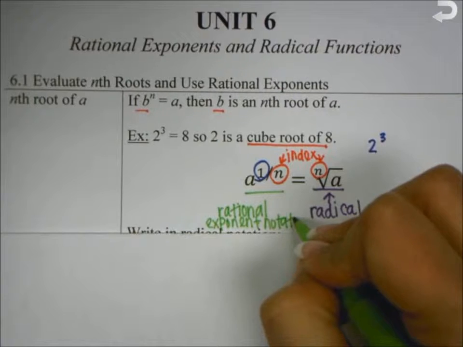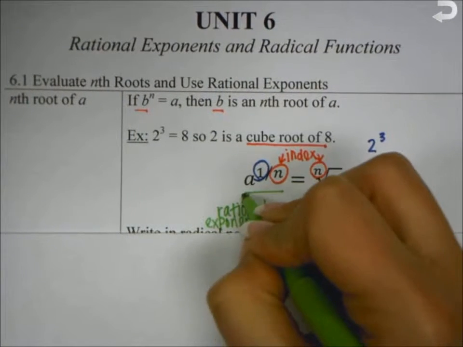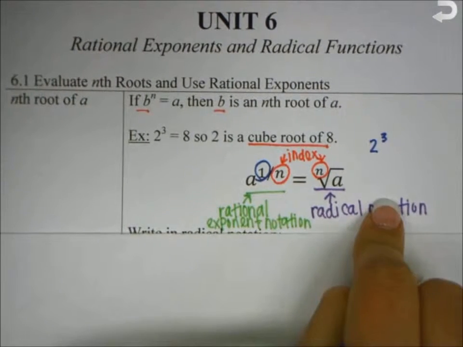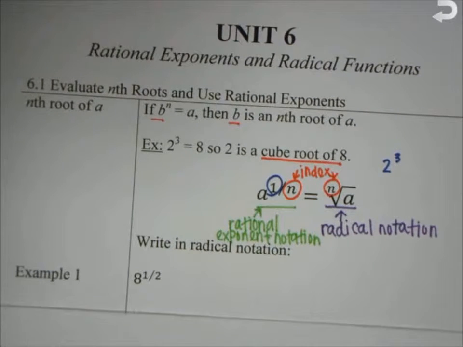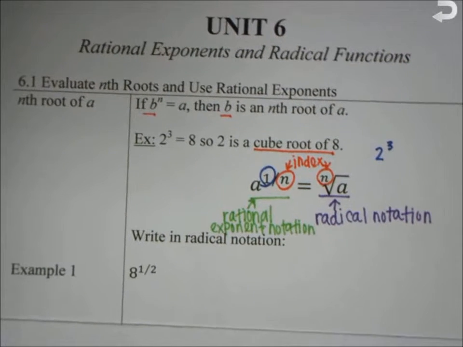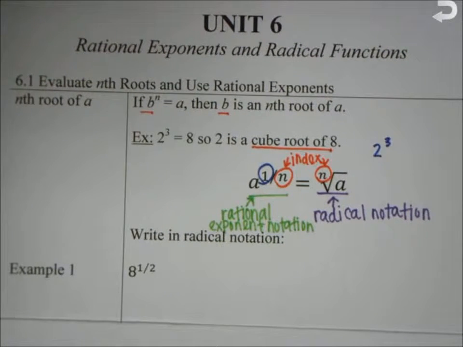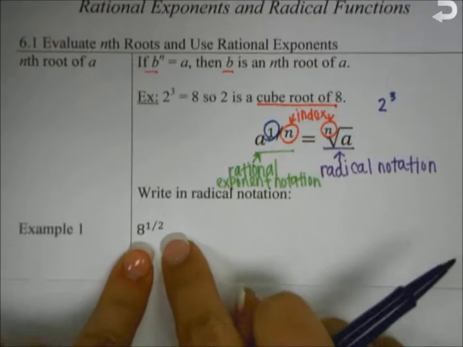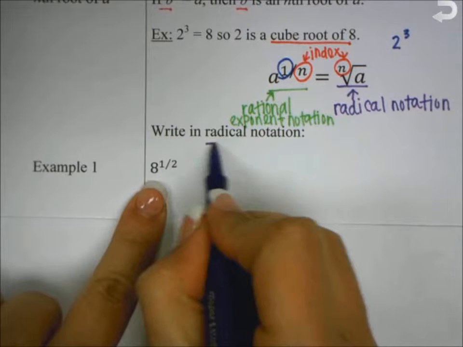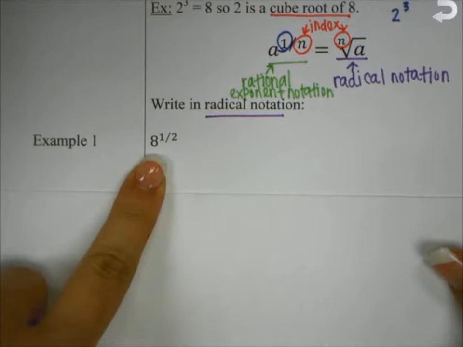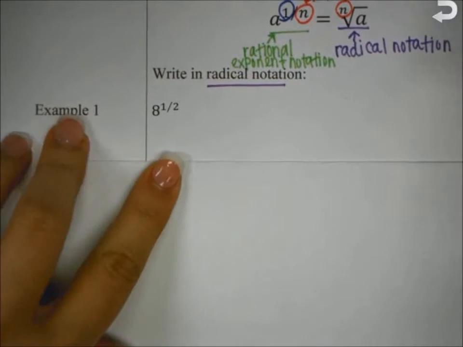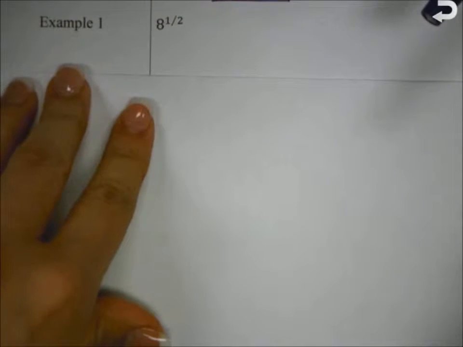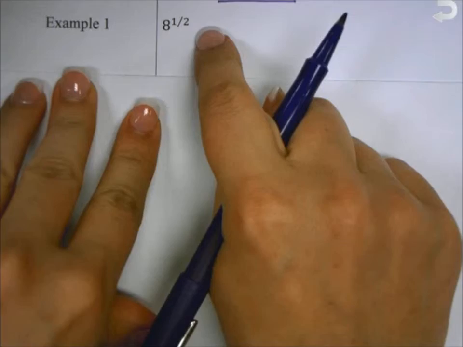So for the first few examples, all we want to do is write the term that is in rational exponent notation and put it into radical notation. That's all we want to do for these first couple of examples. So example 1, x to the 1/2. Now, this numerator is telling me what the exponent is. This denominator is telling me what the root is.